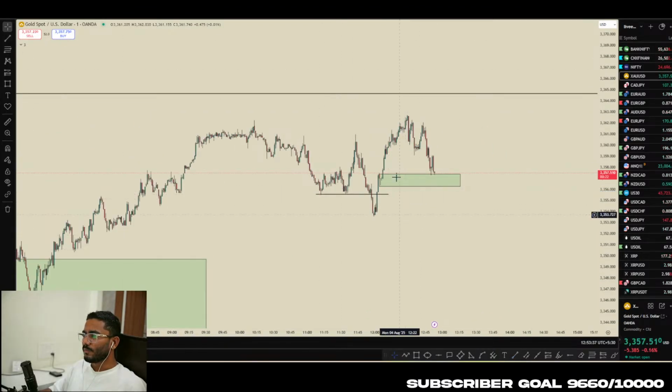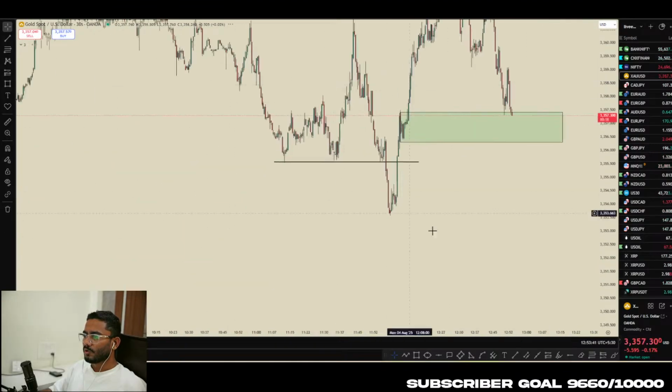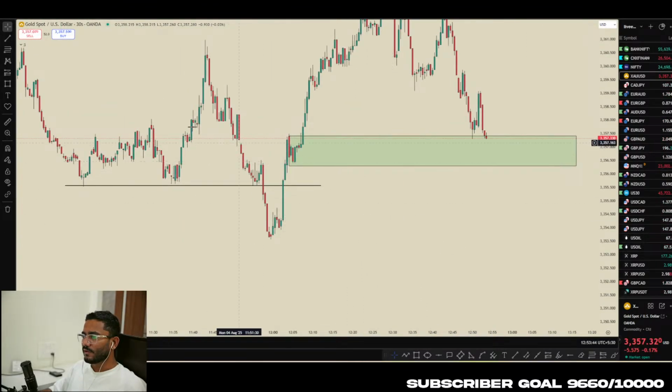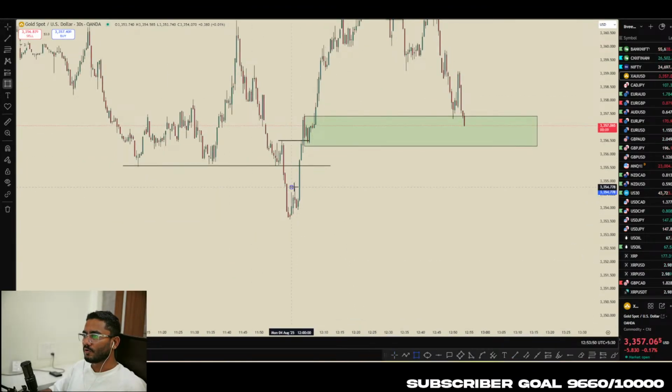So this is the liquidity sweep. This is the order block. If you go to the lower time frame, price has rejected. This is the structure mitigation, and it should continue from this area, or we have this other order block which is below this.